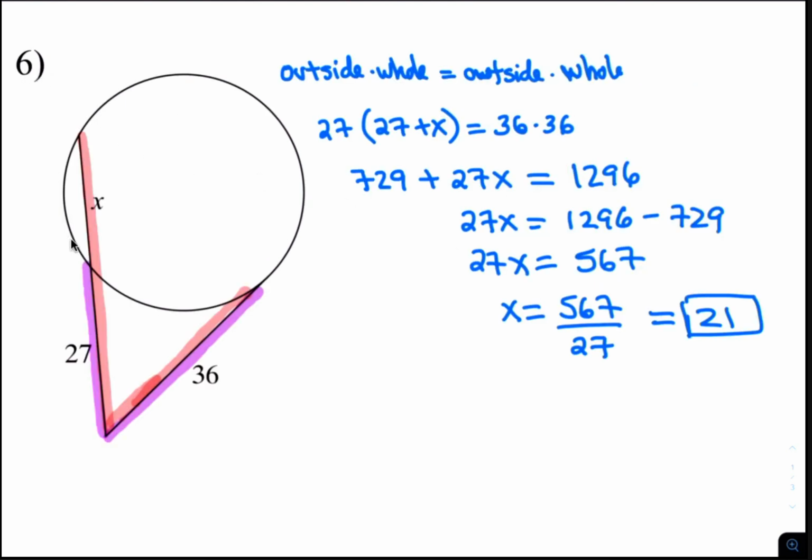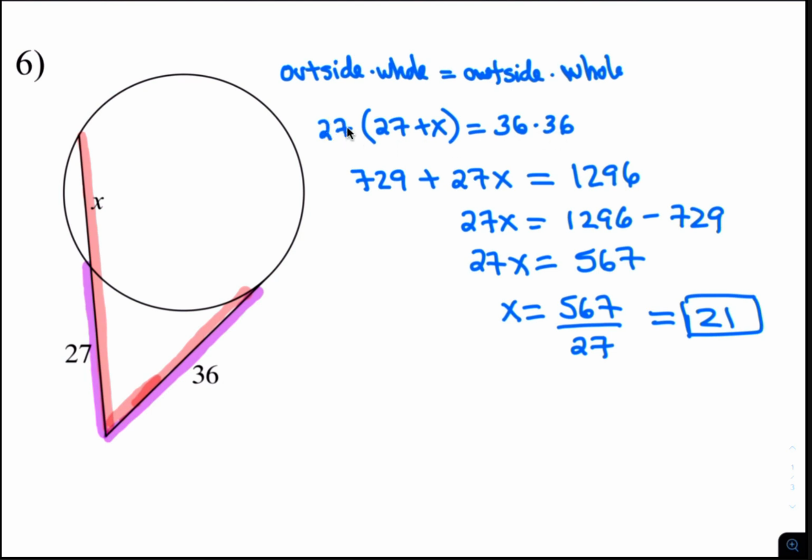And here's number 6. We're looking for the segment X. We can use the same rule because you have two lines intersecting each other outside the circle. So the rule again is outside times the whole equals the other outside times whole. The outside piece over here is 27, and the whole piece is 27 plus the X. So that would be the left side of the equation. On the right side of the equation, you have outside piece is 36, and the whole piece is also 36. So that would be 36 times 36.